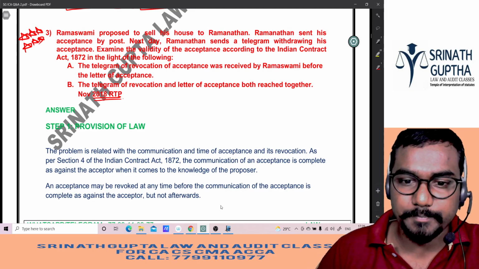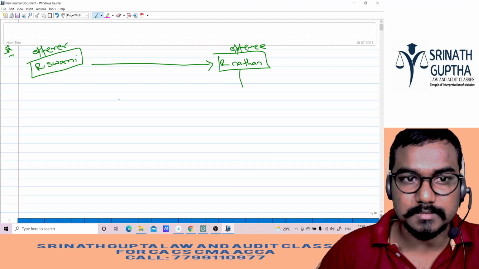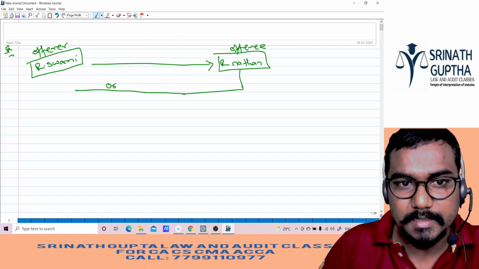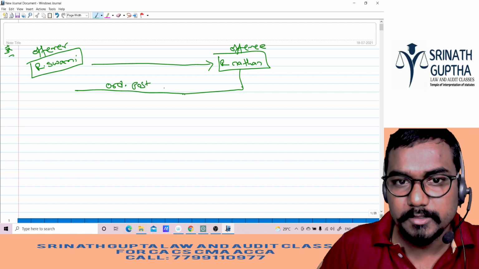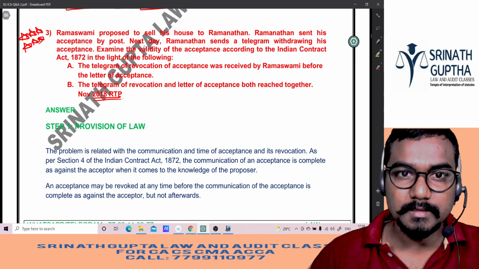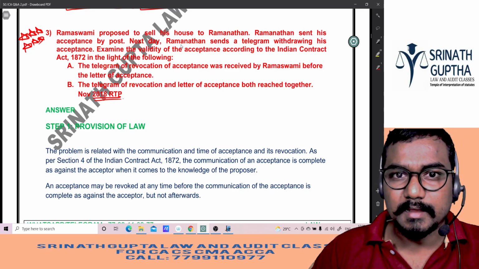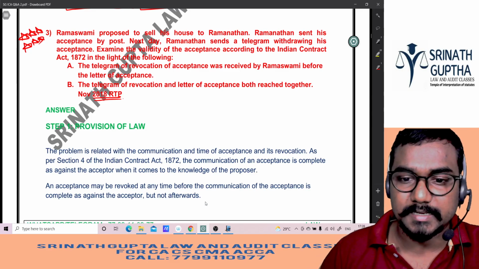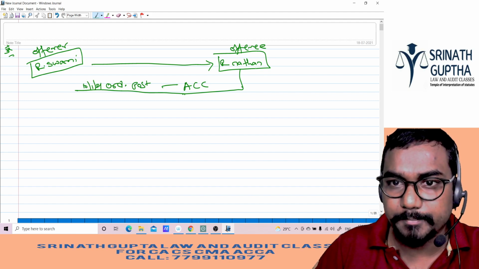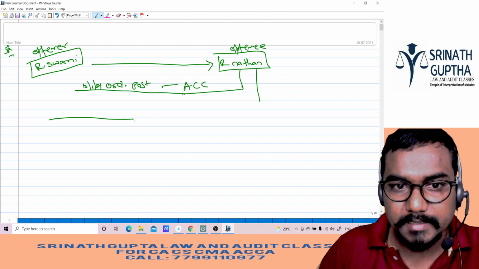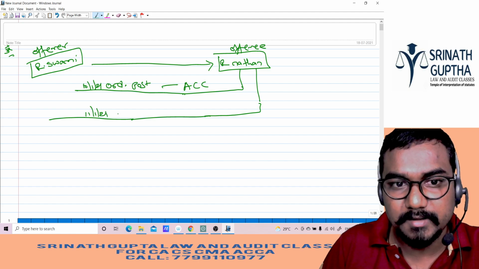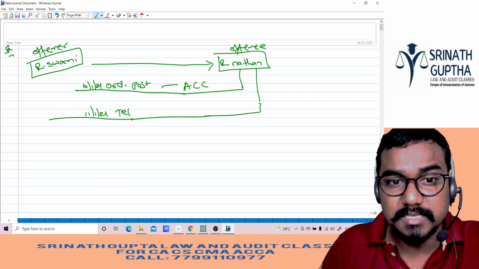Ramanathan sent his acceptance by post. First he is sending an ordinary post, beta, which contains acceptance. The next day, Ramanathan sent a telegram withdrawing his acceptance. On 10/1/21 he sent an ordinary post. The next day, 11/1/21, he sent a telegram, beta, which is very costly.